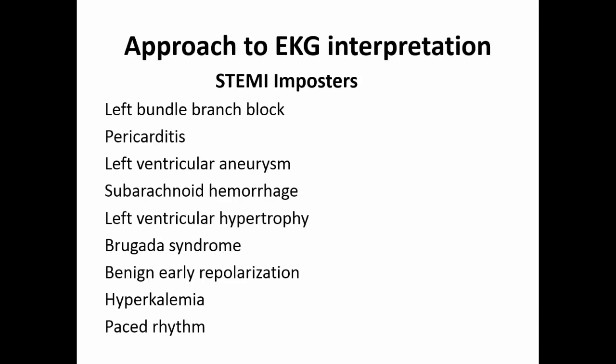So here's a list of STEMI imposters: left bundle branch block, pericarditis, left ventricular aneurysm, subarachnoid hemorrhage, LVH, Brugada syndrome, benign early repolarization, hyperkalemia, and paced rhythm. I'll speak briefly about each of these.